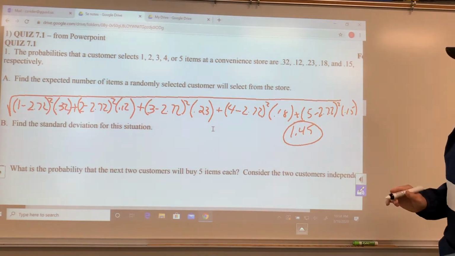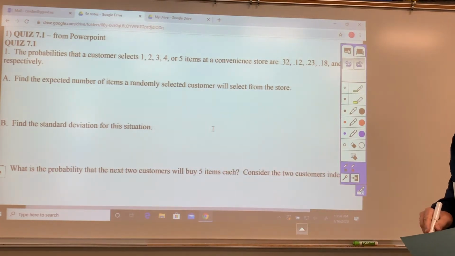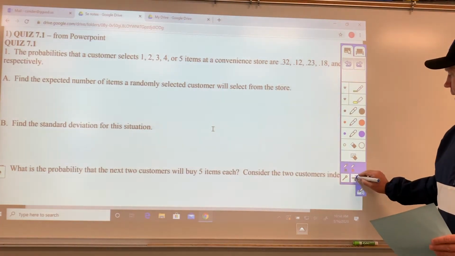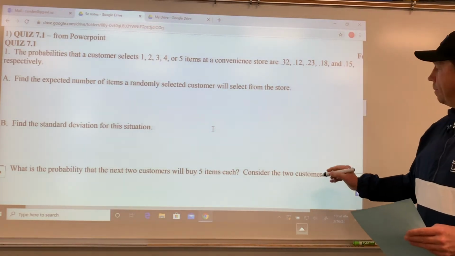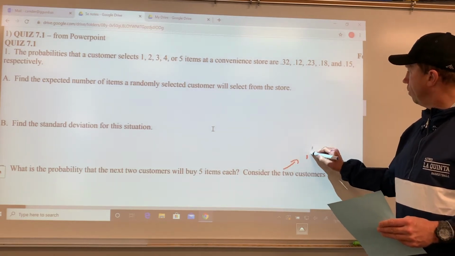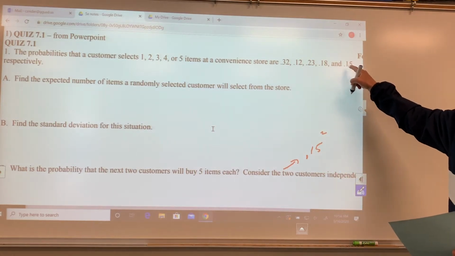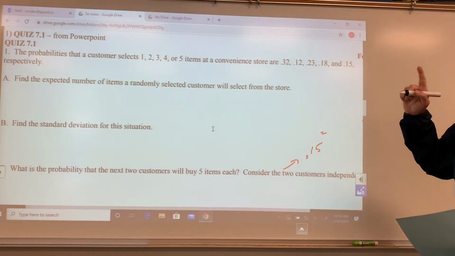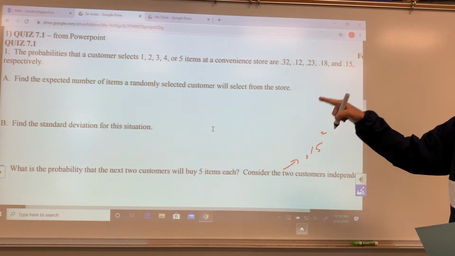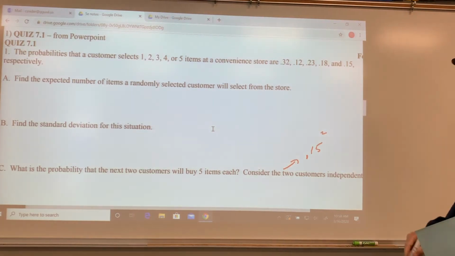Now the last question is pretty easy. Let me erase this. The last question is, what is the probability that the next 2 customers will buy 5 items each? Consider the 2 customers independent. That question has happened on the AP test at least once. That is simply 0.15 squared. That's that happening back to back, and they're considered independent with a large sample size. Okay, so that's the quiz for section 7.1, which is the discrete random variable section. Hope that helps.